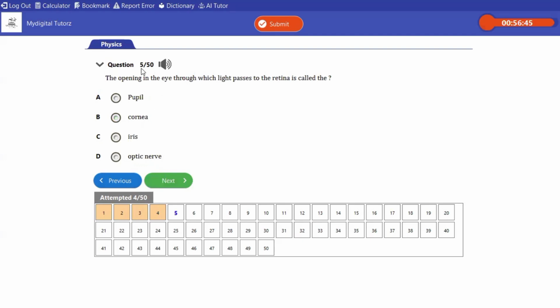Question 5 says, the opening in the eyes through which light passes to the retina is called A, pupil, B, cornea, C, iris, D, optical nerve. The correct answer here is a pupil. So question 6, a heat-sensitive resistor made of semiconductor is called A, thermometer, B, thermostat, C, thermistor, D, thermopile. Thermometer is used for measuring temperature. Thermostat is to control the amount of temperature. The correct answer here is a thermistor.